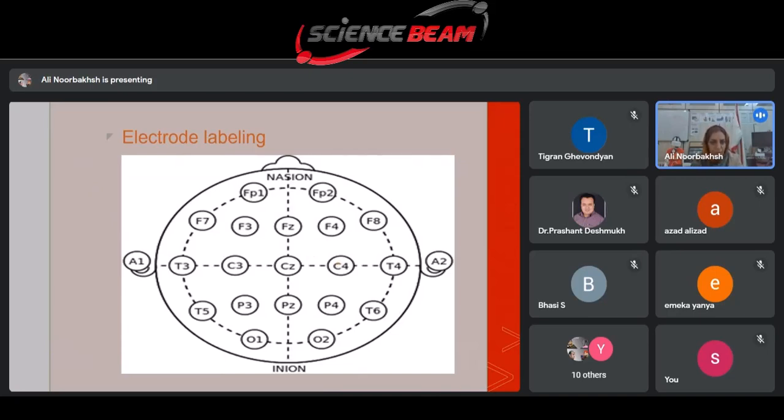You should know that even-numbered electrodes such as 2, 4, 6, and 8 refer to electrode placement on the right side of the head, whereas odd numbers such as 1, 3, 5, 7 refer to those on the left hemisphere: F3, F7, C3, T3, P3, T5, O1 on the left side.